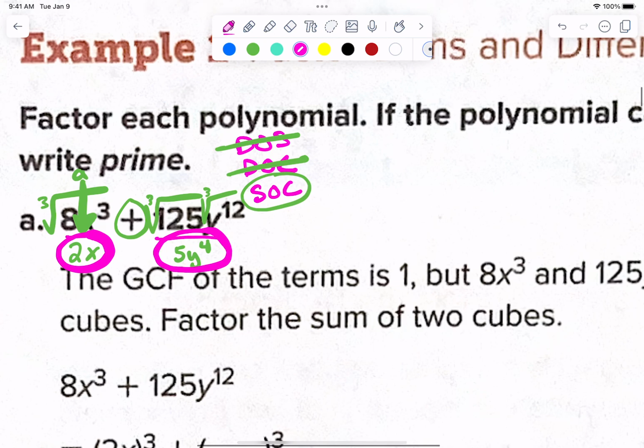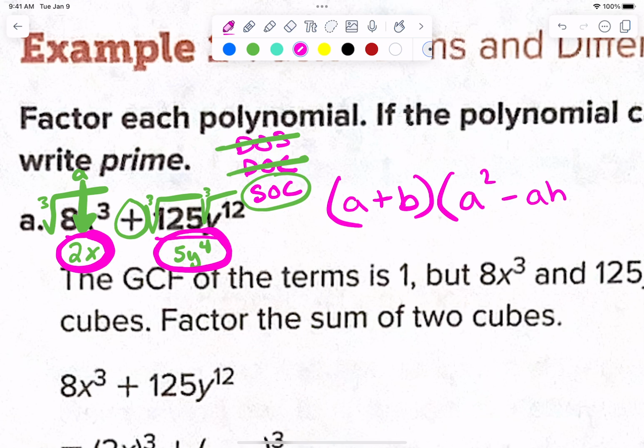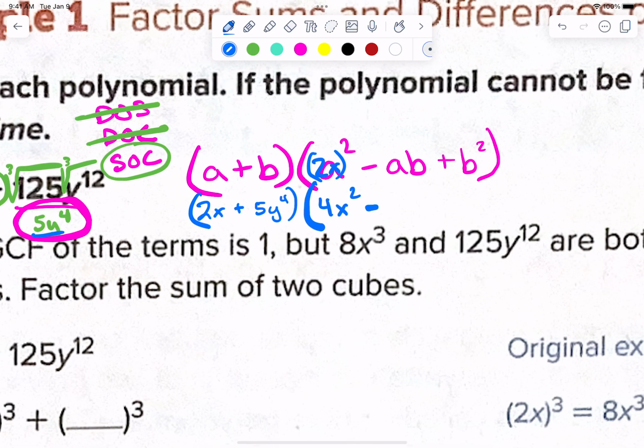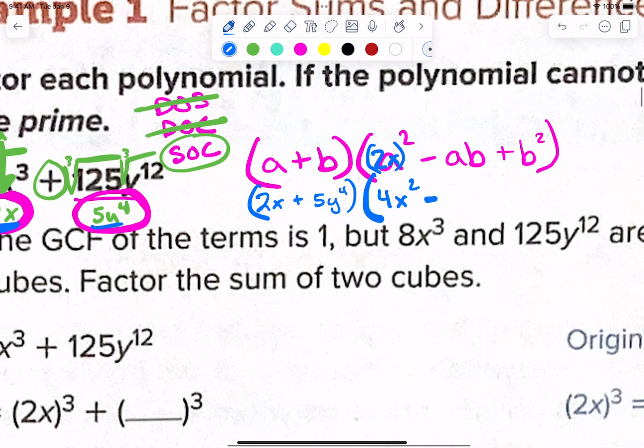Okay, so here's the formula. I'm going to write it down. We have A plus B times A squared minus AB plus B squared. This is how the formula breaks down. Okay? So if I'm doing A plus B, A is 2x. I have 2x plus B is 5y to the 4th. Now I'm going to put A in this spot. 2x squared. But what is 2x squared? 4x squared, right? Okay? Minus A times B. A is 2x and B is 5y to the 4th.